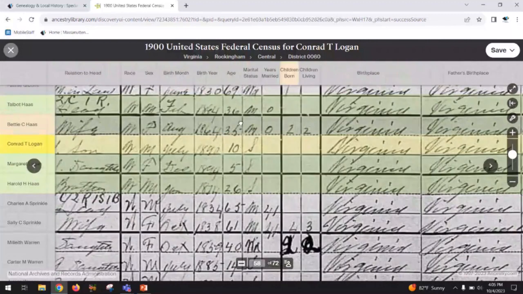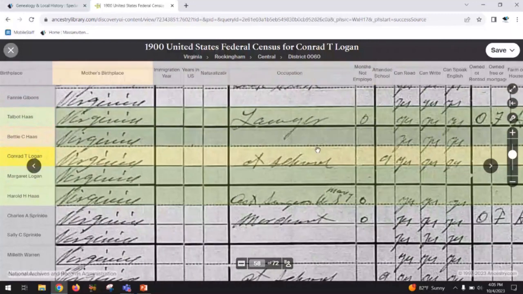So then I want to show you over here. Ancestry says that Mr. Haas's occupation is farmer. But I can very clearly see that that says lawyer. So that's just a good note to remember to not always trust the computer transcription, trust your own eyes. Maybe in the case of Talbot versus Talford, we're not really sure. It's hard to read. But I would say in this case, there is no way that says farmer. He is a lawyer. And then Conrad here is at school.